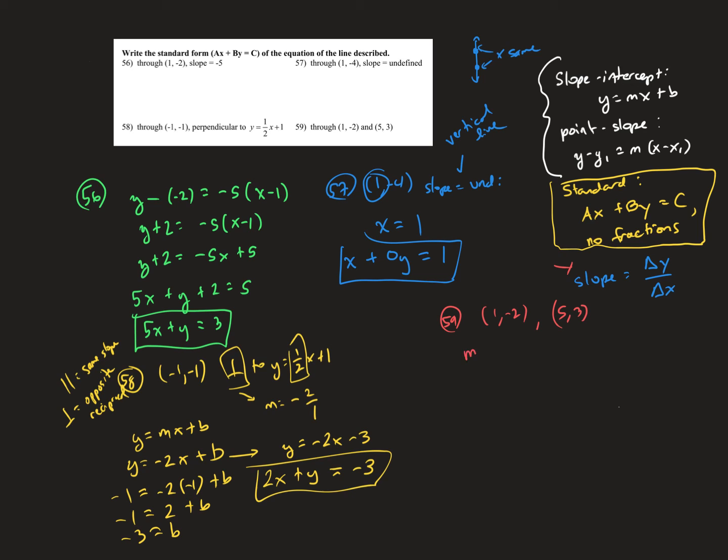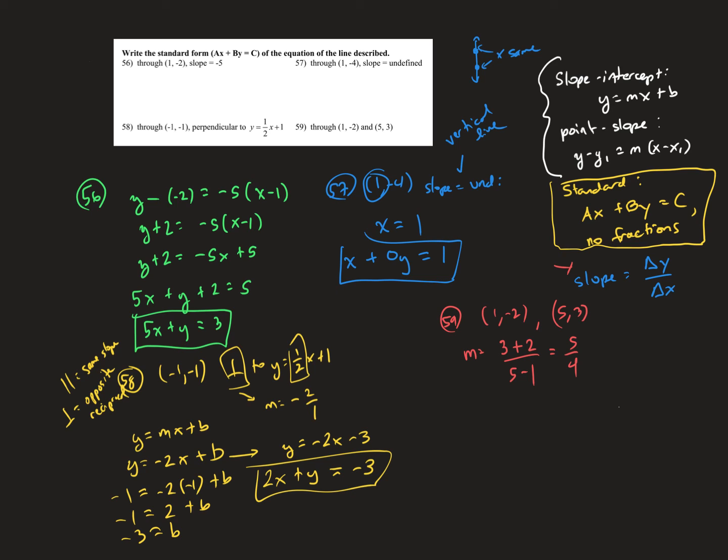So my slope, which is m, is the change in y. Now you can do either the first point first or the second point first, as long as you're consistent on top and bottom. I'm going to put the second point first. 3 minus -2 over 5 minus 1. That's 5/4.